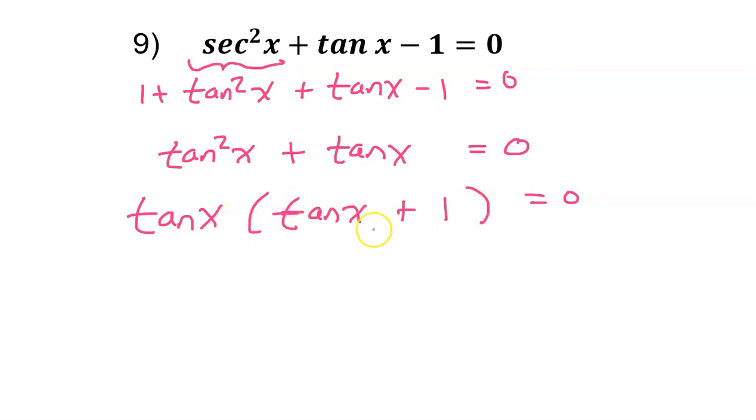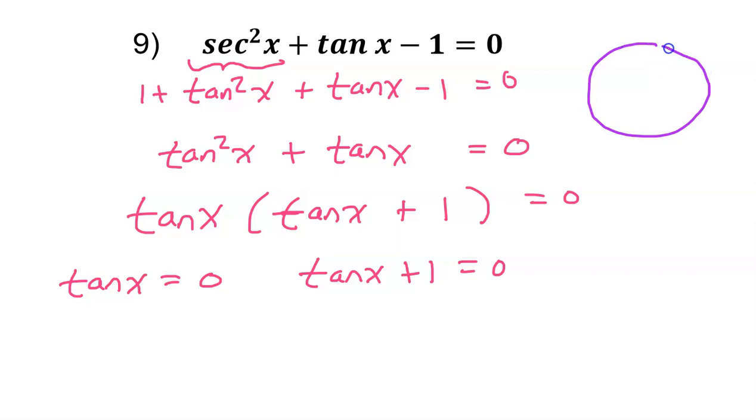Again, we are going to use the zero product property. When you have something times something equals 0, either the first thing equals 0 or the second factor will equal 0. Either way, you're going to get some solutions. So what about this first one? Where is tangent equal to 0? Picture the unit circle for a moment. I need to know where tangent is equal to 0.